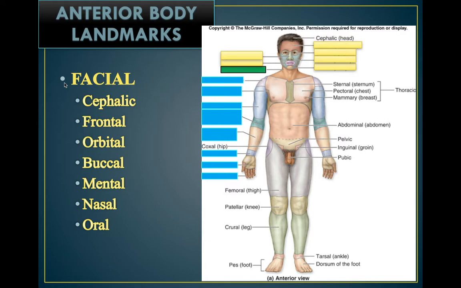So at the top of the head, cephalic means head. So label, draw a little line out to the side on your diagram and label cephalic as head. Frontal means forehead. Orbital is the eye. And so the words that we will use are the words that are in yellow.